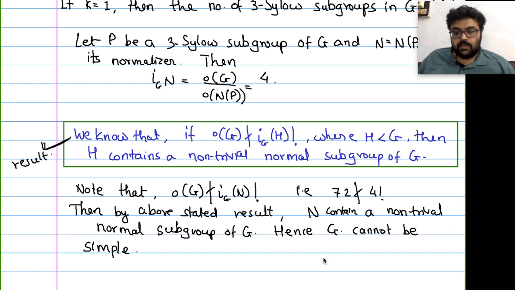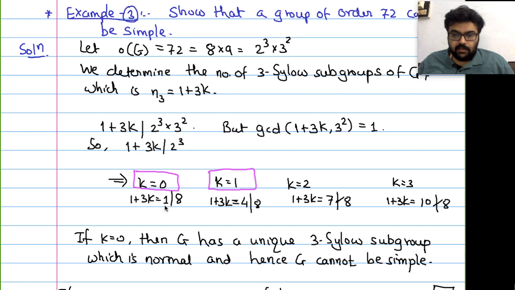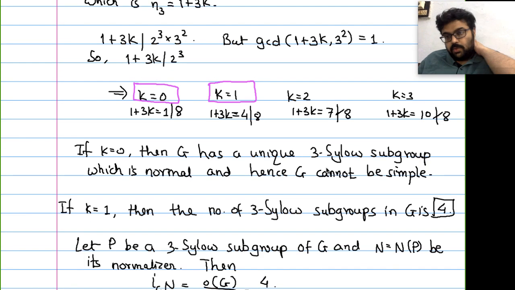Yes, okay, so in that case also. So what have we done? We want to show that a group of order 72 cannot be simple. 72 is 2 cube times 3 square. So there is a 2-Sylow subgroup, which always exists, of order 8, and a 3-Sylow subgroup of order 9. Let us find the number of 3-Sylow subgroups. It is either 1, that is unique, or 4. If there is a unique 3-Sylow subgroup, it is normal, so the group cannot be simple. We are done in this case.